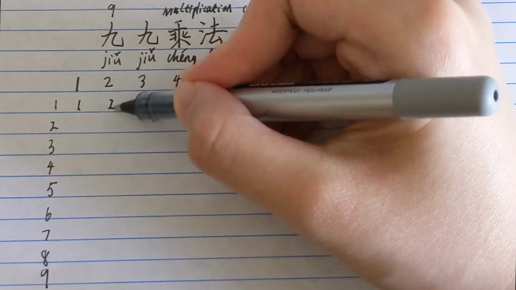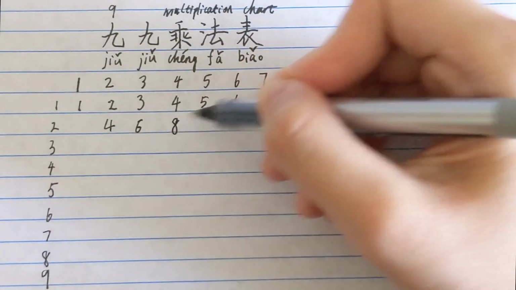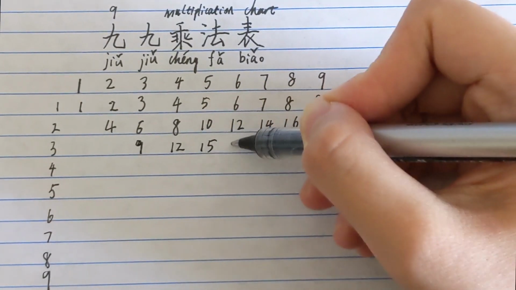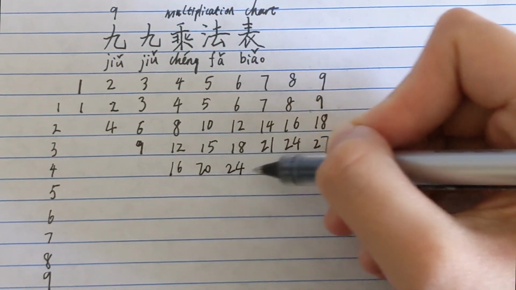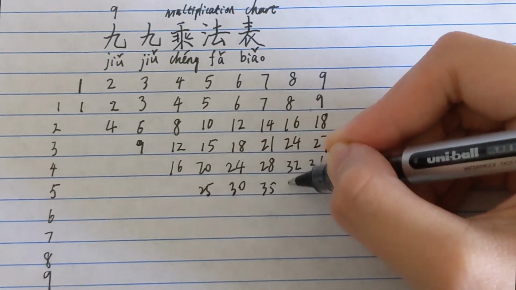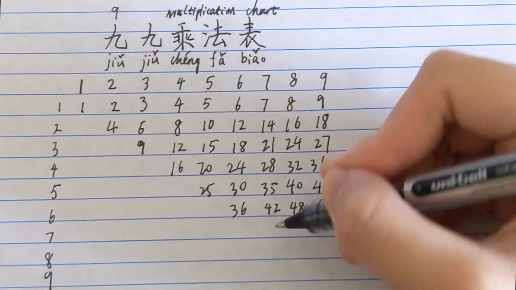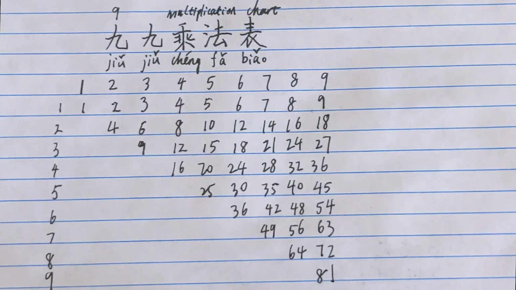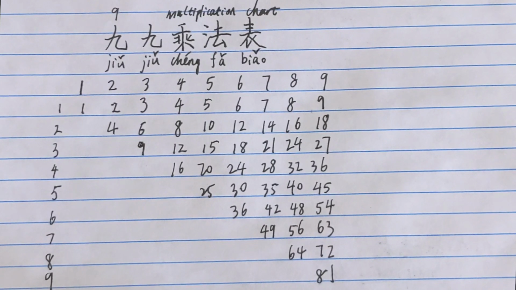一得一，一二得二，一三得三，一四得四，一五得五，一六得六，一七得七，一八得八，一九得九，二二得四，二三得六，二四得八，二五一十，二六十二，二七十四，二八十六，二九十八，三三得九，三四十二，三五十五，三六十八，三七二十一，三八二十四，三九二十七，四四十六，四五二十，四六二十四，四七二十八，四八三十二，四九三十六，五五二十五，五六三十，五七三十五，五八四十，五九四十五，六六三十六，六七四十二，六八四十八，六九五十四，七七四十九，七八五十六，七九六十三，八八六十四，八九七十二，九九八十一。Okay, so this is quick, and I think it rhymes a little bit, and that's why it's easy for kids to memorize.